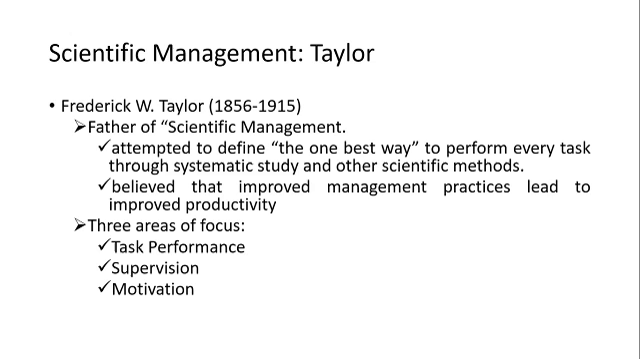So in scientific management, how can we adopt science, or how can we replace the old rule of thumb method with scientific investigation. The attempt was made to define the one best way to perform every task through systematic and scientific methods. The main area of scientific management focuses on task performance, supervision, and motivation. And mainly, scientific management theory is focused on the production element and the lower level organization structure.